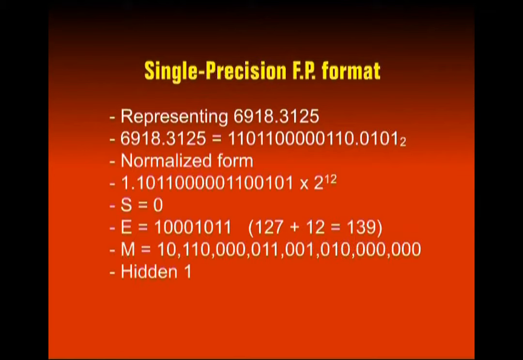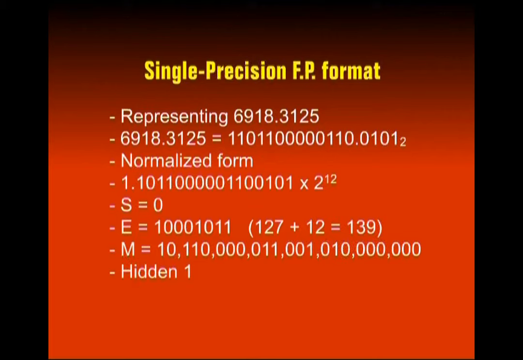The binary number has to be written in its normalized form. So what is the normalized form of the binary number? It is 1.1011 000 00110 101 into 2 power 12.